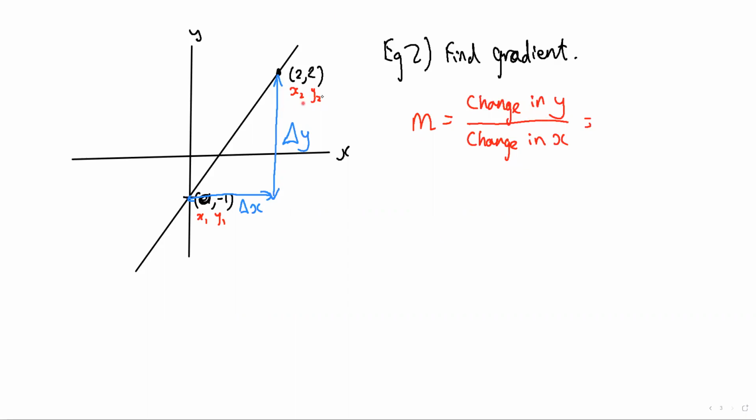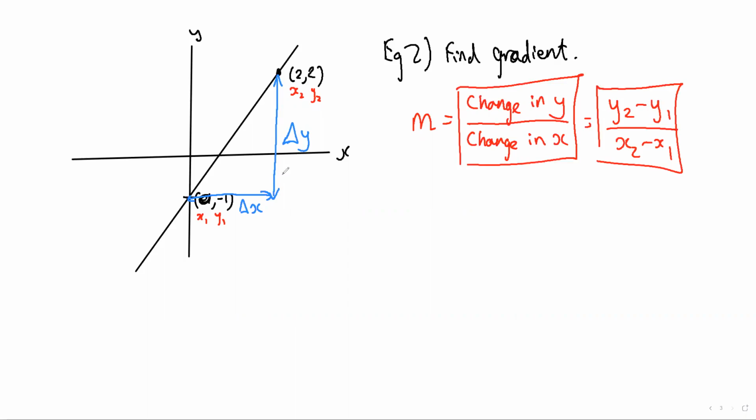So again, we've labeled these coordinates. This change in y here is just y2 minus y1, and this change in x is just x2 minus x1. So we can write that as y2 minus y1 over x2 minus x1, and that is our formula for the gradient. Either you can use this if you have two coordinates, or you can use the other if you have the lengths of these lines. That's how you find the gradient. In our case, we have two coordinates, so let's use this second form.